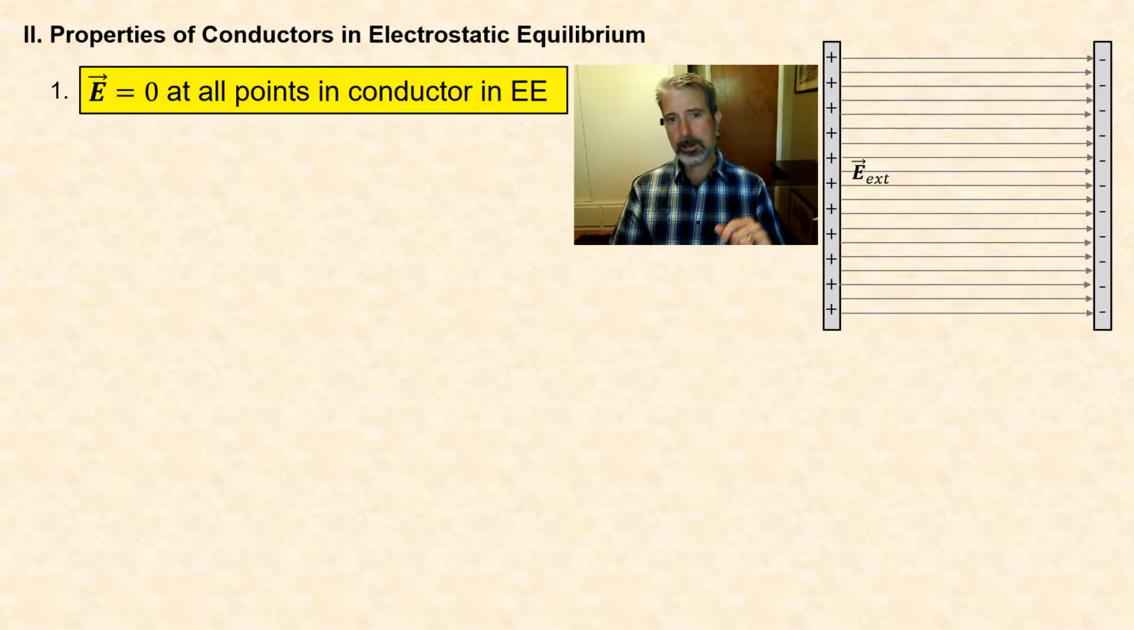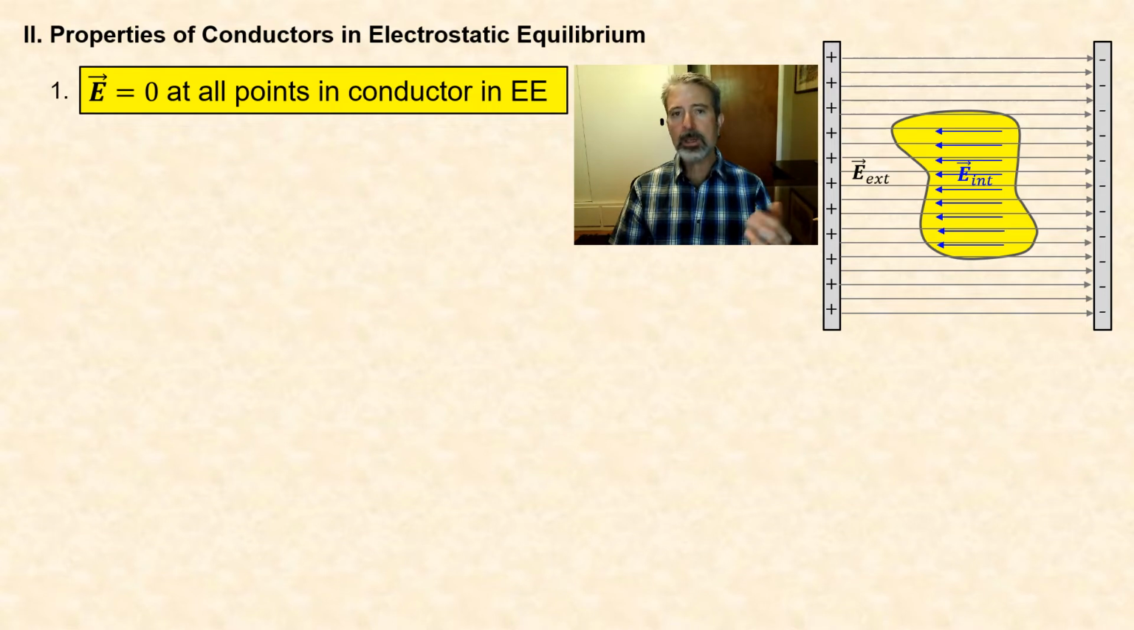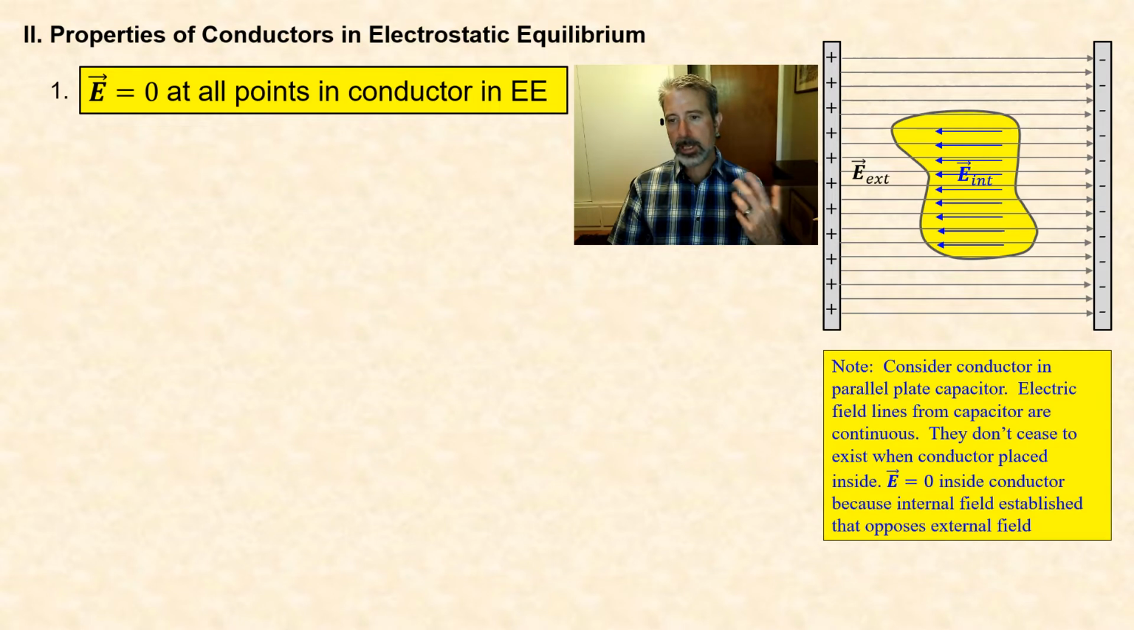All right, so I just want to make a point that may be obvious, but maybe not. In the previous slide, of course, I drew this conductor to have a high degree of symmetry, but it really doesn't matter. No matter what conductor you put in that uniform electric field, that internal field, the field established within the conductor itself, will exactly cancel out that external field when electrostatic equilibrium has been reached. And I just want to point out here that electric field lines are continuous.